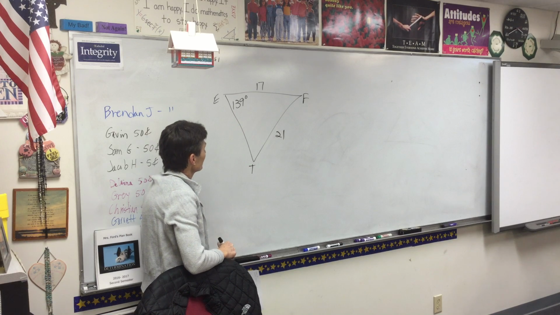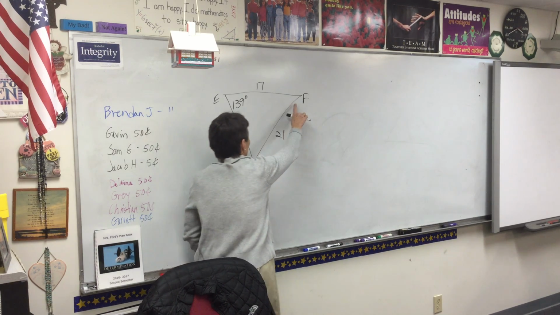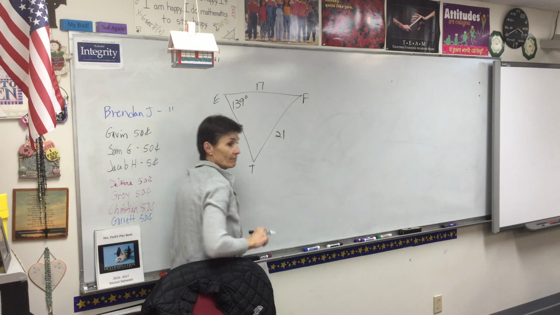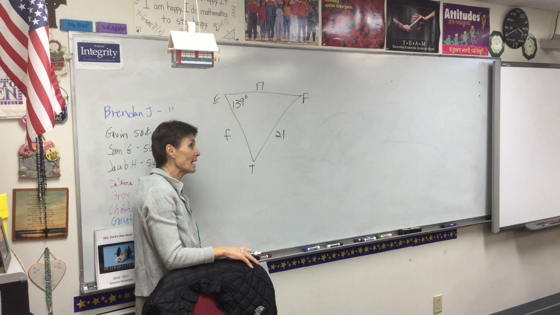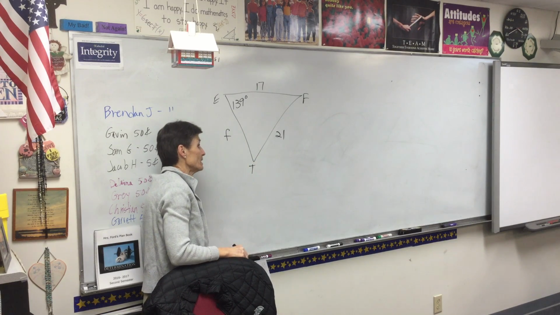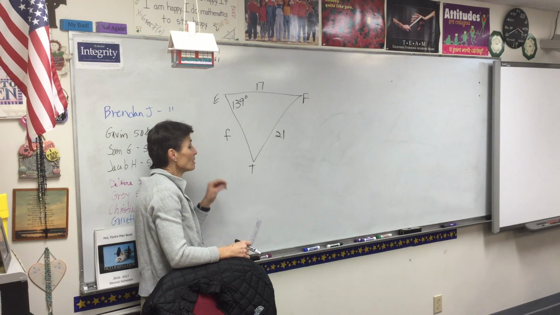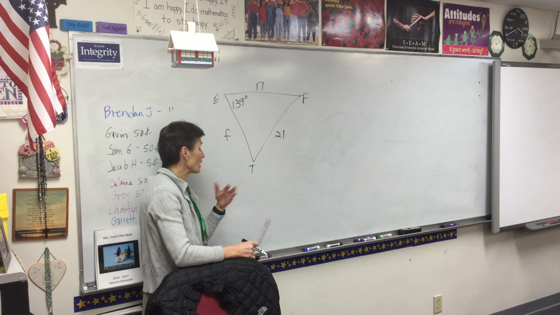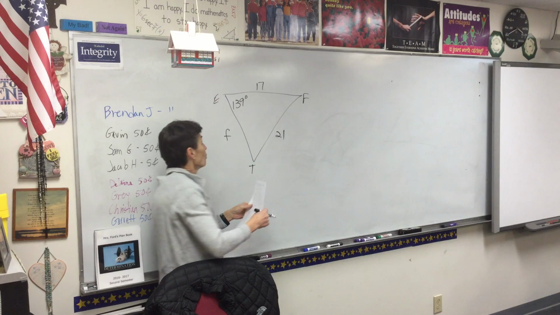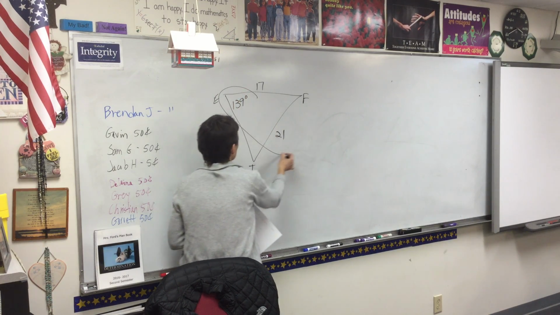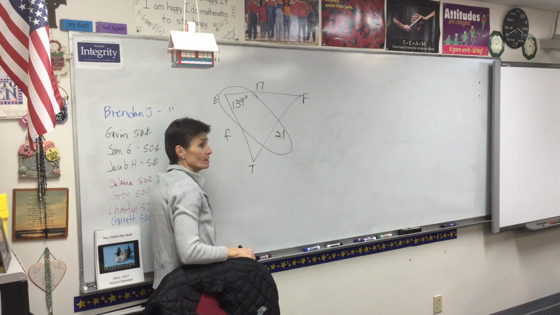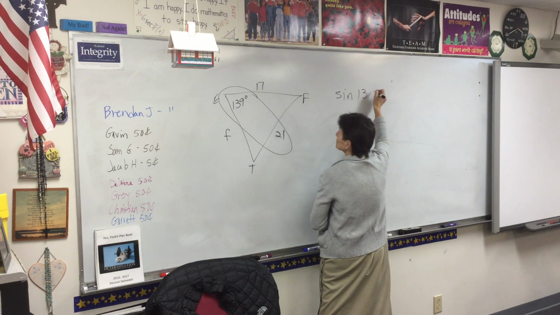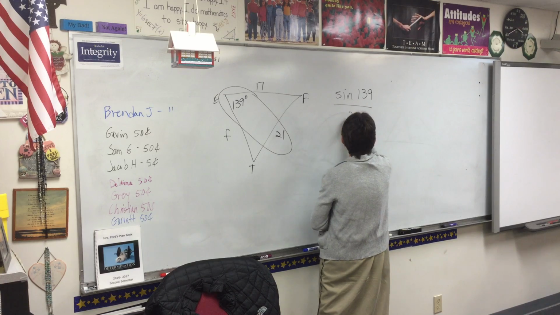All right, so here we go. This time we have to find big F, big T, and little f. Agreed? Now, what makes this one different is last time we just jumped in and found that angle because we had 2 of them. We aren't going to be able to do that this time. What we do notice though is we have a pair right here, don't we? So we're going to start with sine 139 over 21.